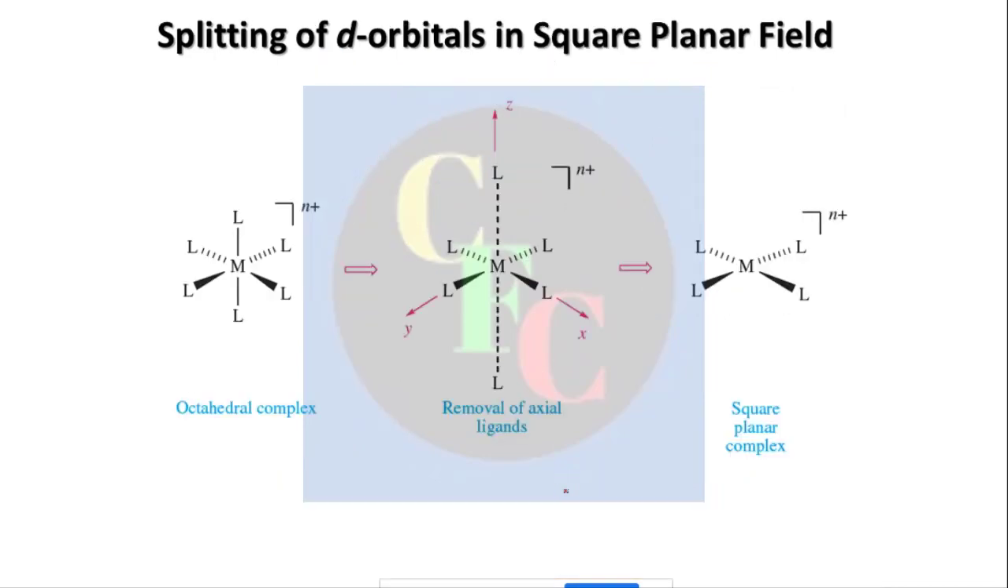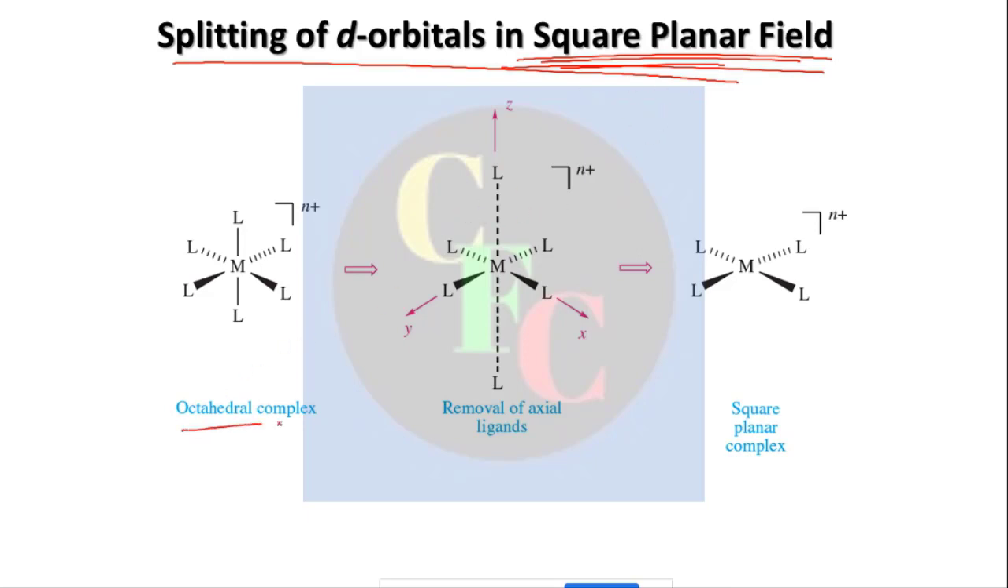Now you see, we have gone here, this square planar. This is another important geometry after octahedral and tetrahedral. In fact, there are more square planar complexes than tetrahedral complexes. Square planar and octahedral are the main geometries of our transition metal complexes, right? Now what is square planar?